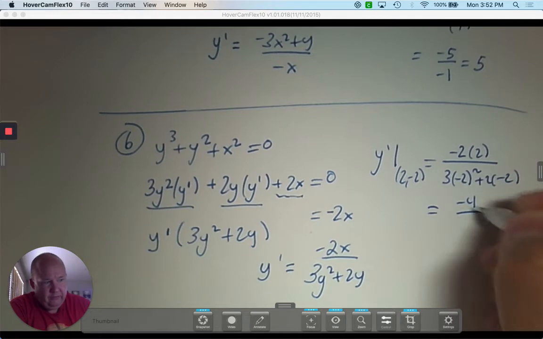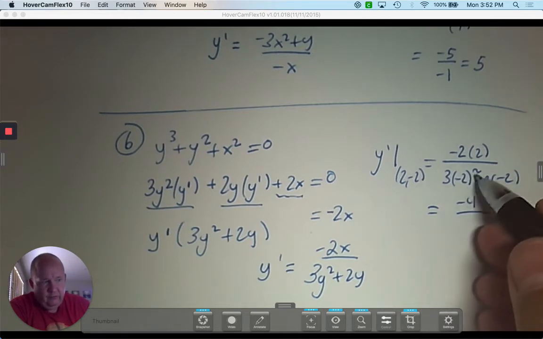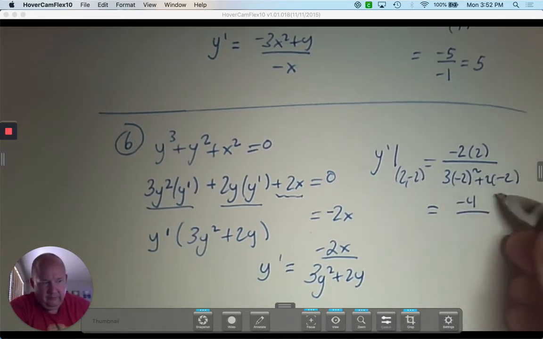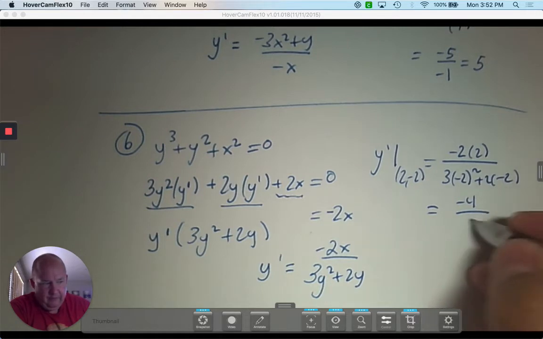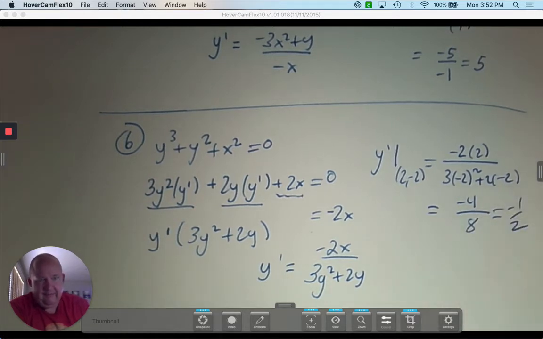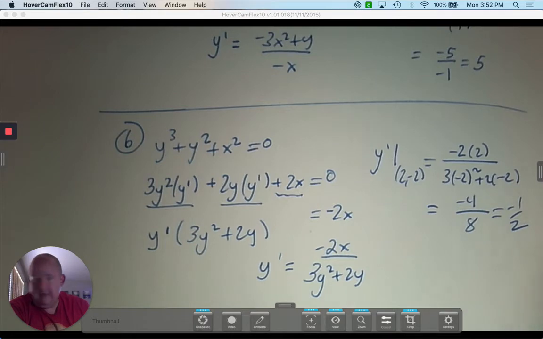So the numerator is negative 4. This is 4 times 3, which is 12. And 12 take away 4 is 8. So I can see this simplifies to negative a half. Yay, matches the answer key. Number 7.